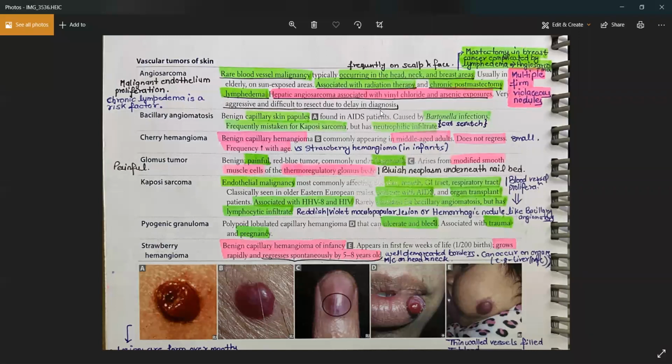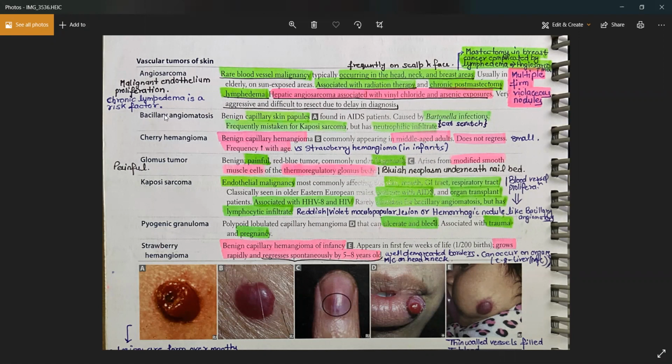So how does a patient with angiosarcoma present? They will present with multiple violaceous nodules, and these are very hard nodules. So a patient with a chronic history of lymphedema, or a previous history of breast cancer surgery, now having multiple violaceous nodules on the skin, that means we are talking about angiosarcoma. Is that okay? Yes.